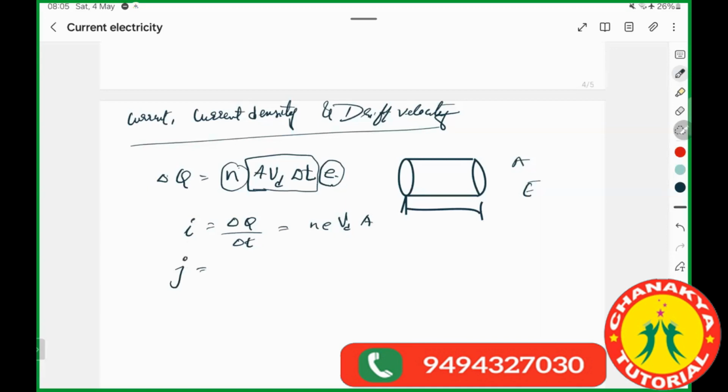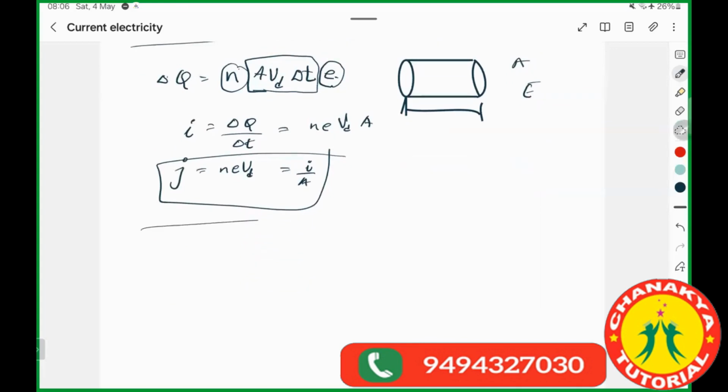So J equals I by A. So A will get cancelled. So J equals n e v_d, because J equals I by A. By this we can go for Ohm's law also. This is an important one.